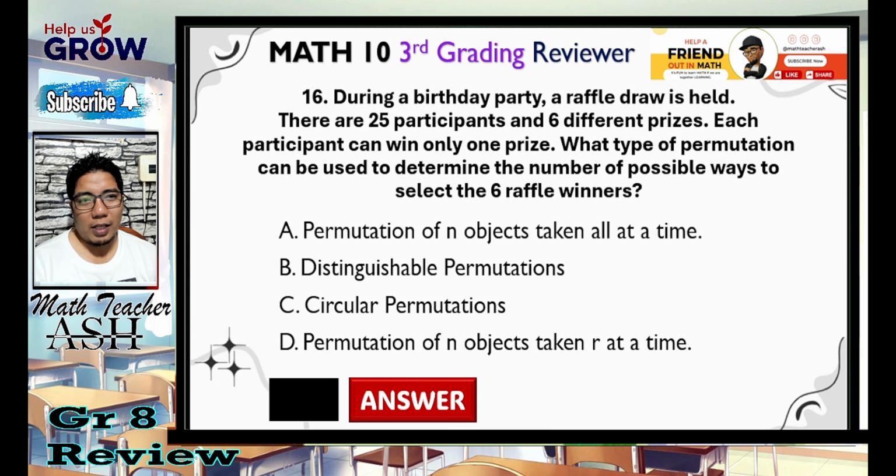During a birthday party, a raffle draw is held. There are 25 participants and 6 different prizes. Each participant can win only one prize. What type of permutation can be used to determine the number of possible ways to select the raffle winners? Is it A, permutation of n objects taken all at a time? B, distinguishable permutation? C, circular permutations? Or D, permutation of n objects taken r at a time? I'll give you 5 seconds to think about your answer.